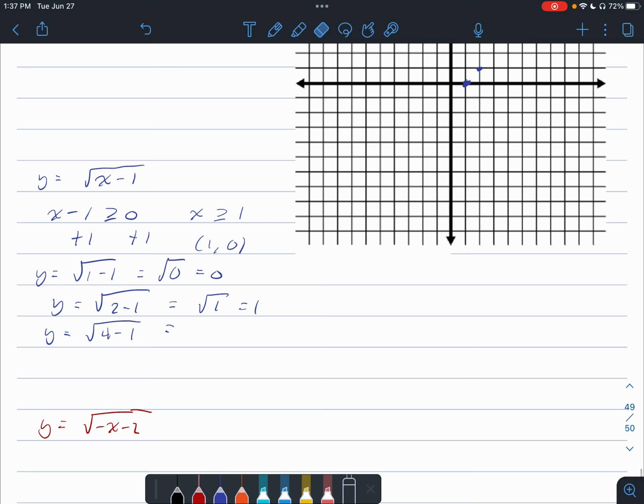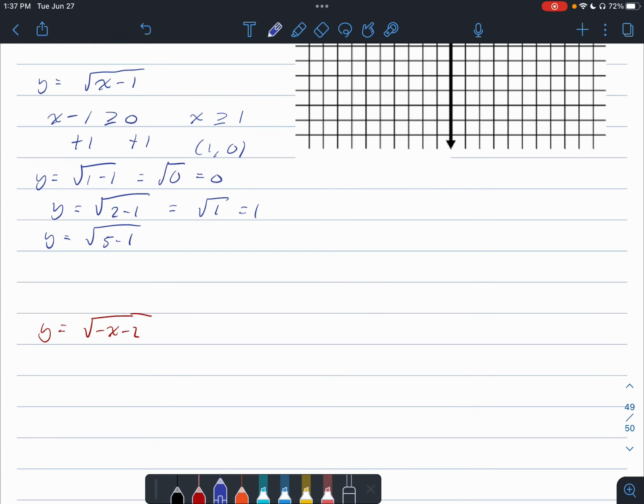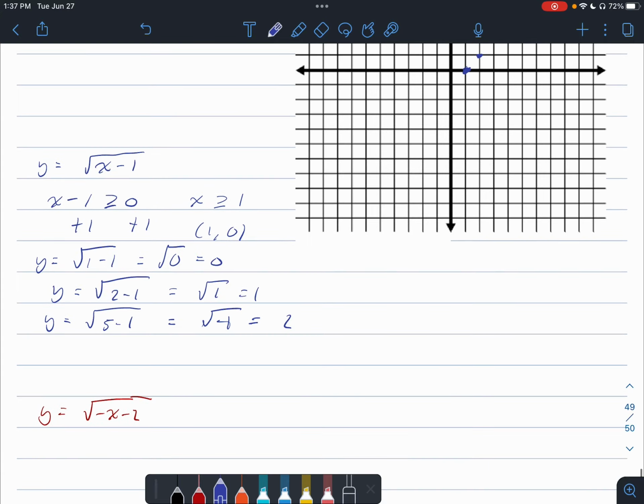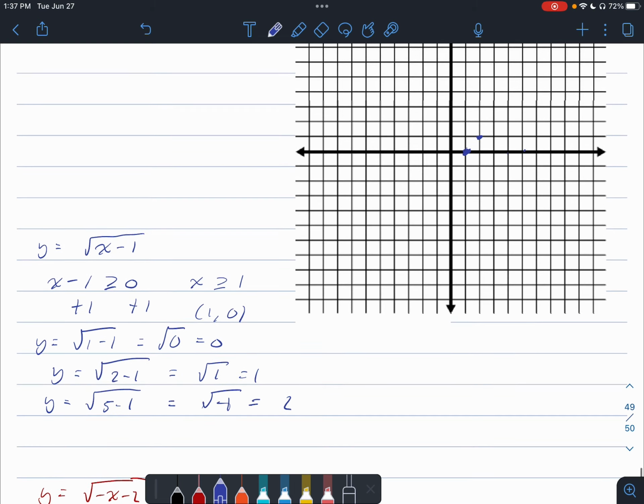Actually, we're going to do 5 because we want to get the square root of 4. Let's consider y equals the square root of 5 minus 1. This is equal to the square root of 4, which is equal to 2. So if we go over to 5, we're going to go up 2. So right here is the basic shape for our square root function, okay?